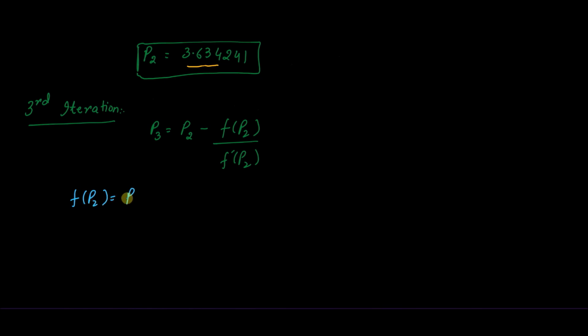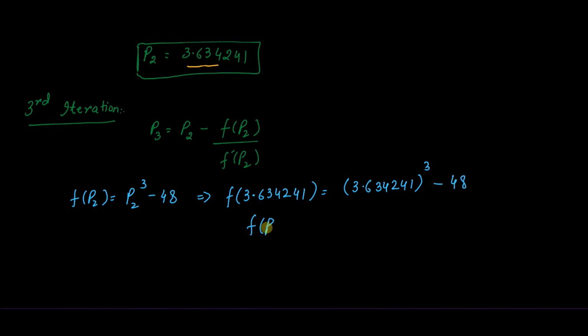So f of P2 is equal to P2 cube minus 48. So that is equal to f of 3.634241, which is 3.634241 cube minus 48. So we will get 7.0 into 10 raised to the power minus 6.